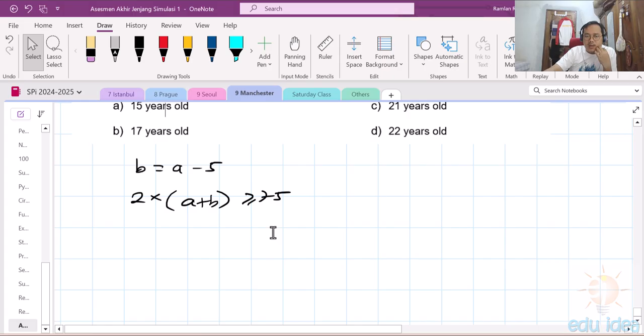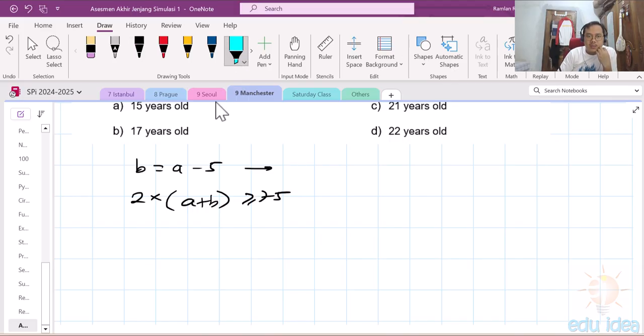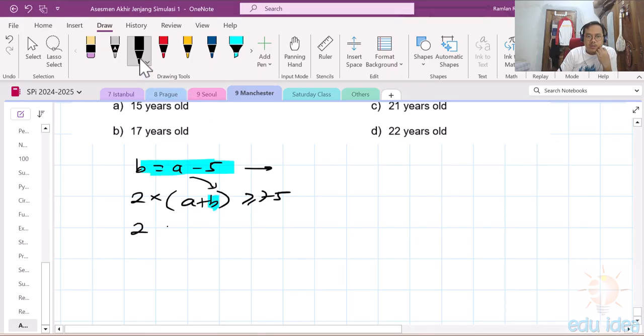Now when you do that, we have two of these. It's best to use the substitution method here, because we're looking for Ali, so we need to change the B. The B becomes this guy, right? So just substitute that. B becomes A minus 5. So we get 2 multiplied by A plus A minus 5, which is the B, right? This one comes from here. And then greater than or equal to 75.